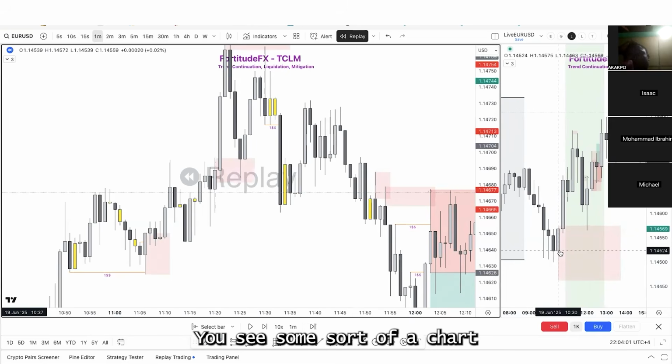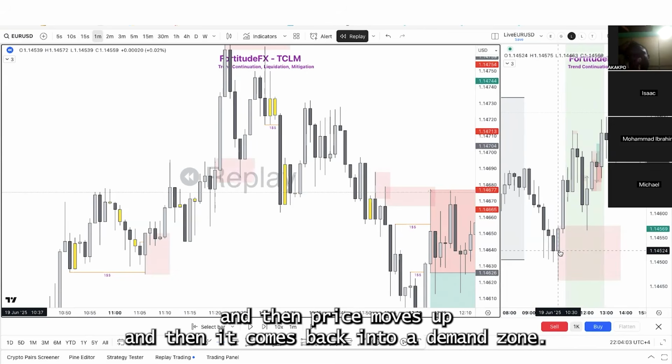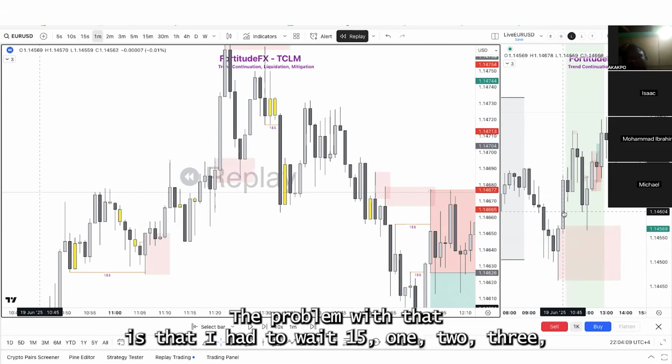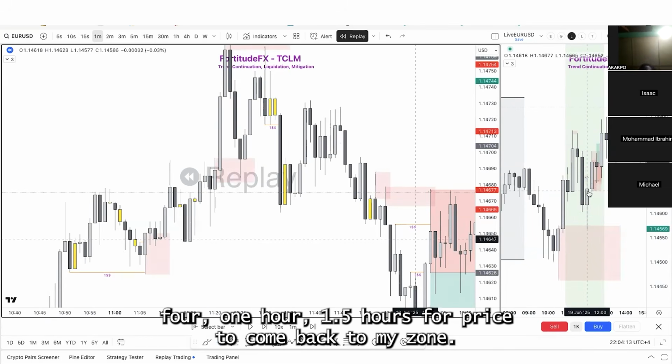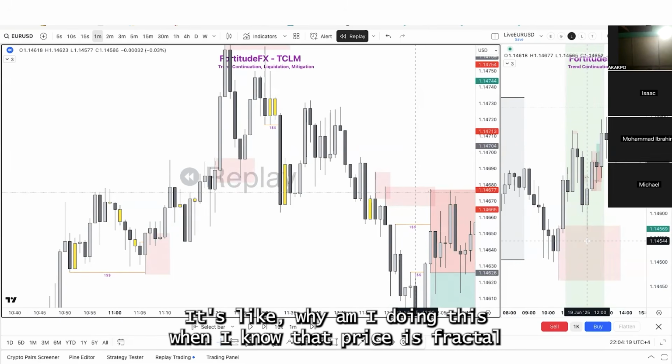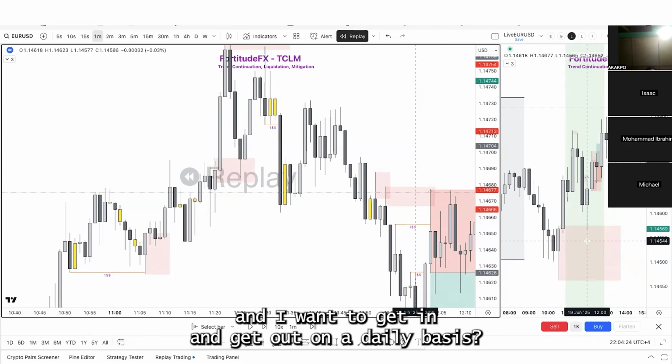You see some sort of a chalk, and then price moves up, and then it comes back into a demand zone, and then you take an entry as a limit order, right? The problem with that is that I had to wait 1 hour, 1.5 hours for price to come back to my zone. And it just never sat well with me. It's like, why am I doing this when I know that price is fractal and I want to get in and get out on a daily basis?